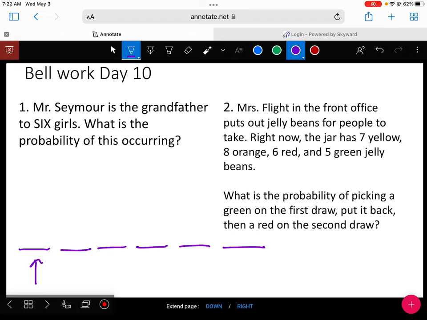He was the grandfather to 1 baby at one time, for the first baby, right? What's the probability that he would... now we're talking probability, so it has to be in fraction form, okay? What are our choices for him being a grandfather? He's going to be a grandfather to this or to that, right? What's the probability?